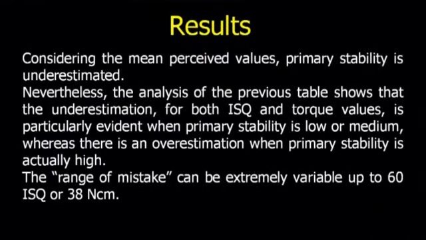So considering the mean perceived value, primary stability generally is underestimated. Nevertheless, the analysis of the previous table shows that the underestimation is particularly evident when primary stability is low or medium, where there is an overestimation. When the primary stability is actually high, the range of mistake can be extremely variable, up to 60 ISQ or 38 Newton centimeter.